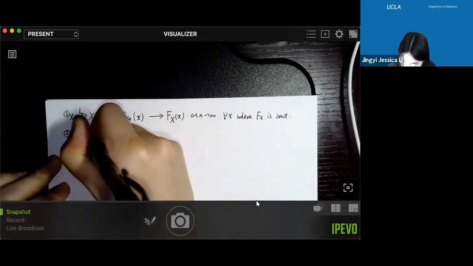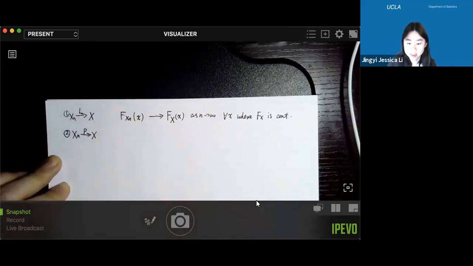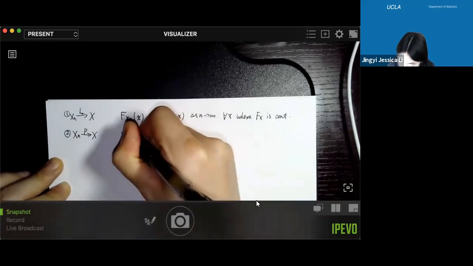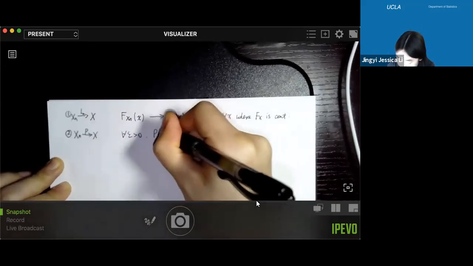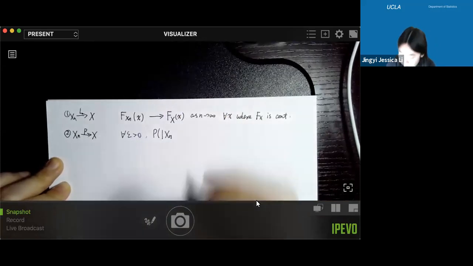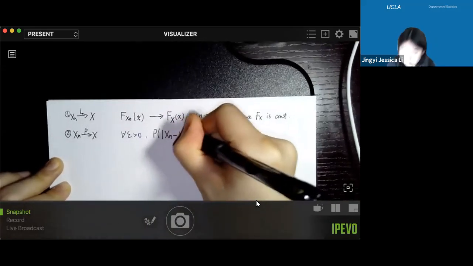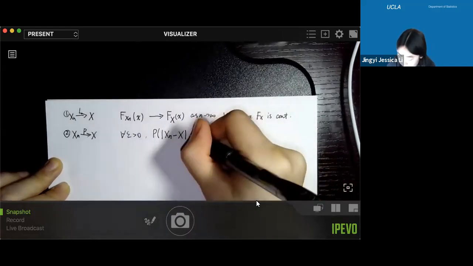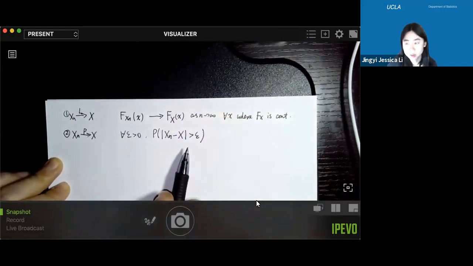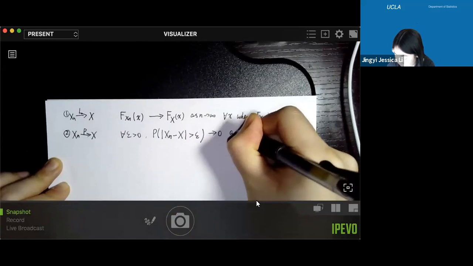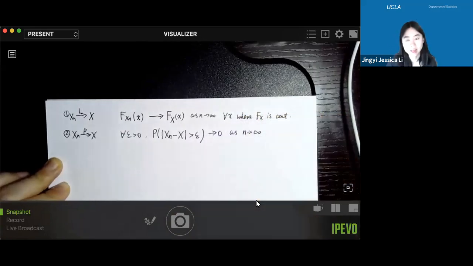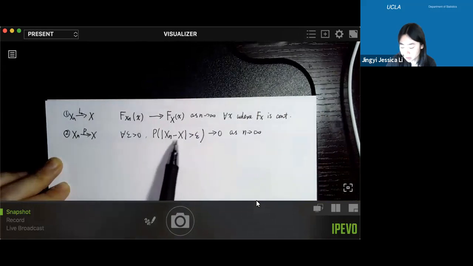And we write this. Okay, and the definition for this is that for any positive neighborhood size epsilon, we have the probability that Xn is not in that neighborhood of X, which means that their distance is greater than epsilon, and we want this probability to converge to 0 as n goes to infinity. So as we said last time, this will require the joint distribution of Xn and X.